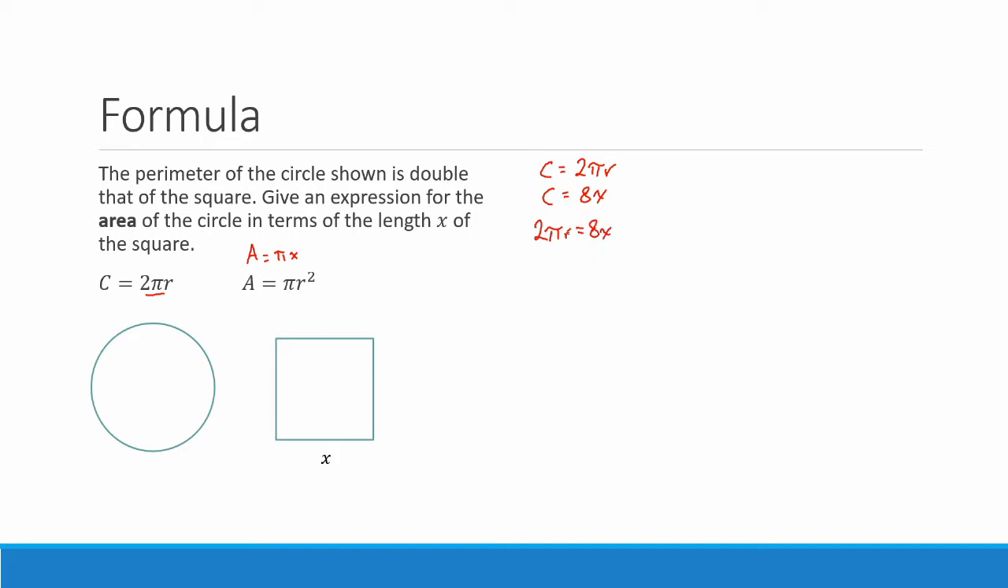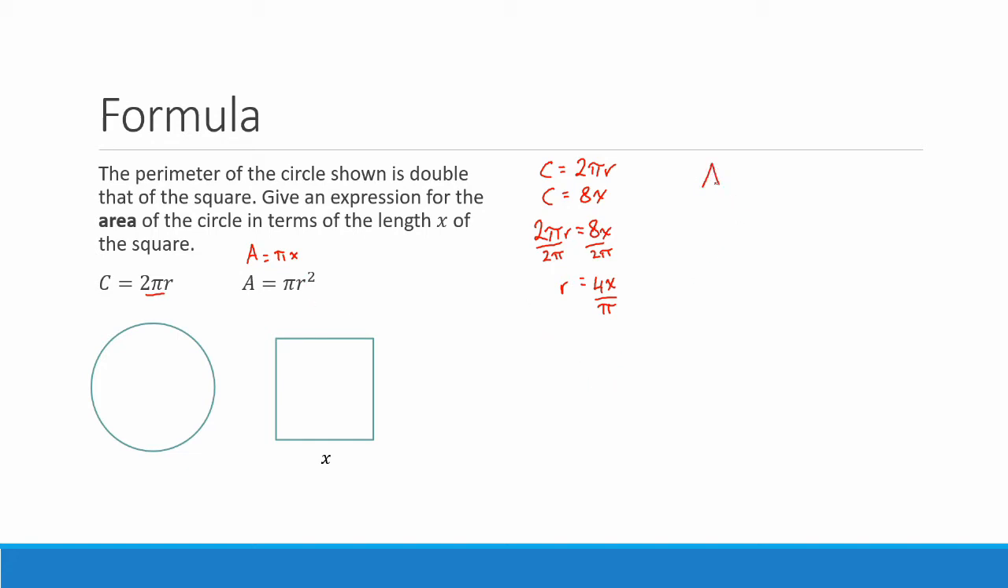And what we want to do is find out what r is equal to, get r on its own. So we can simply divide by 2 pi here and divide by 2 pi here, and we end up with r equals 4x over pi. All right, so now that we know what r is, we can substitute for r in this formula here.